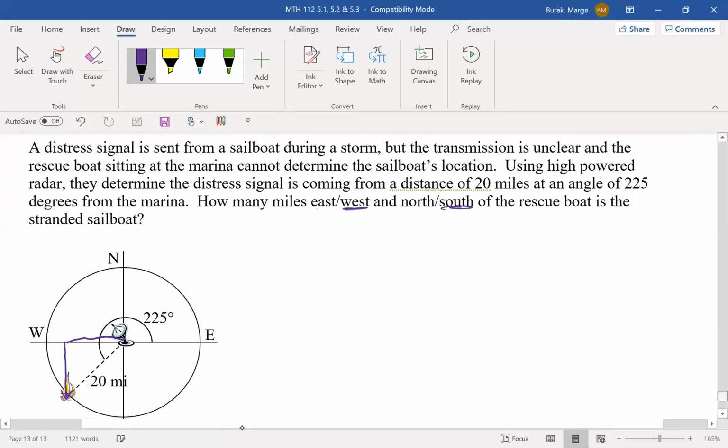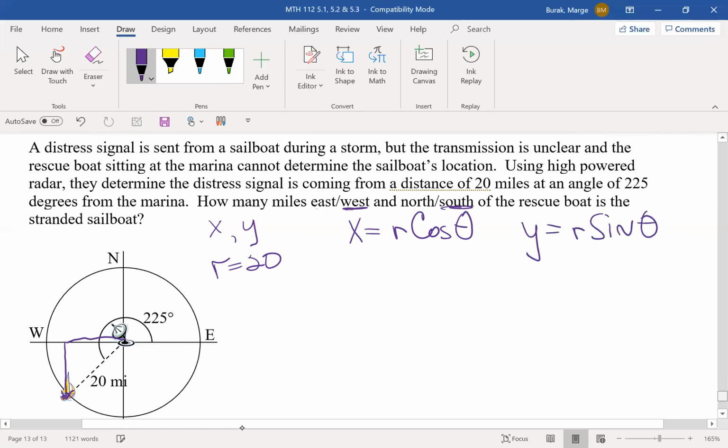And all we know is the distance here is 20, and we know the degrees. So what they really want is the x-coordinate and the y-coordinate of that point at 225 degrees and 20 miles out. We're going to call the radius 20 miles, okay? And now we know that x equals r times the cosine of theta, and y equals r times the sine of theta. Well, we know that x equals 20 is the radius, and we need the cosine of 225 degrees.